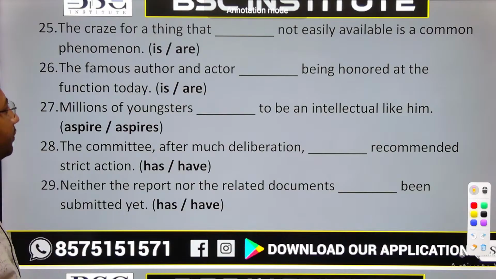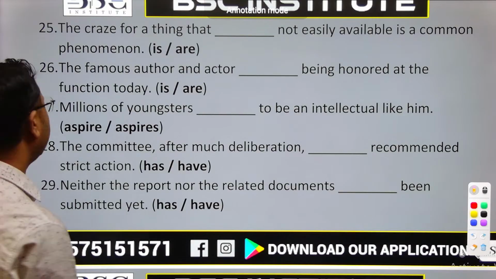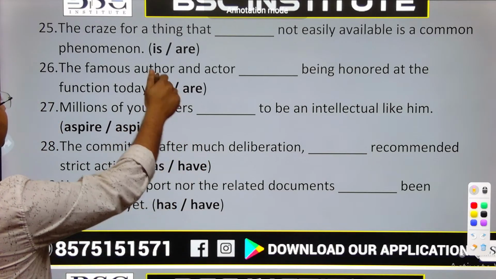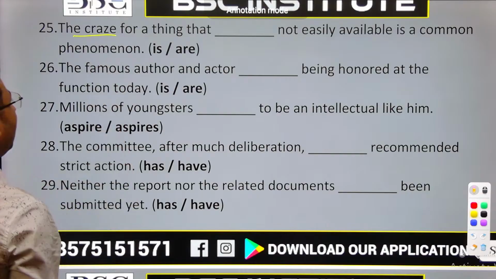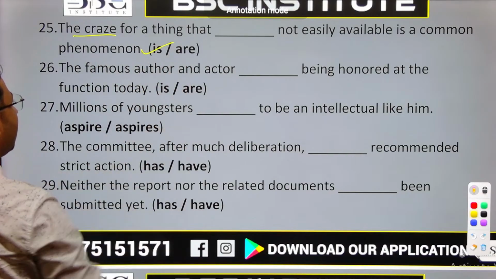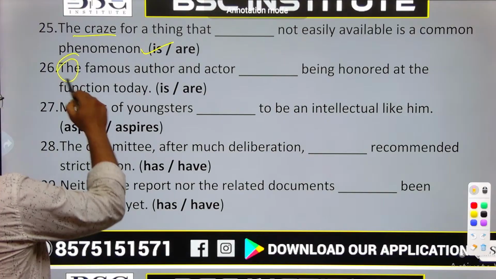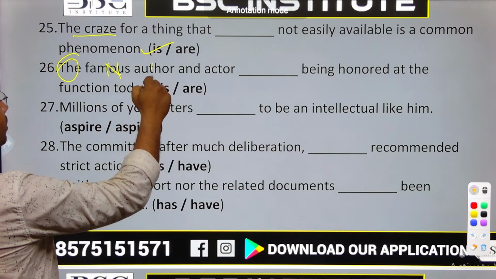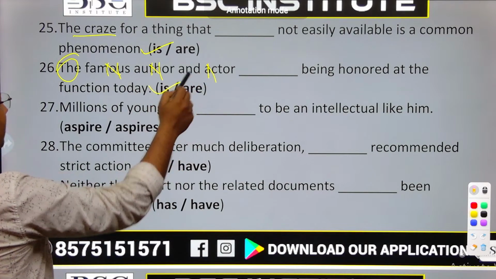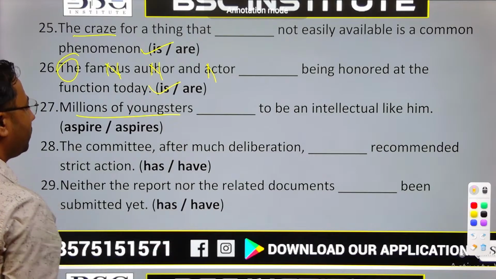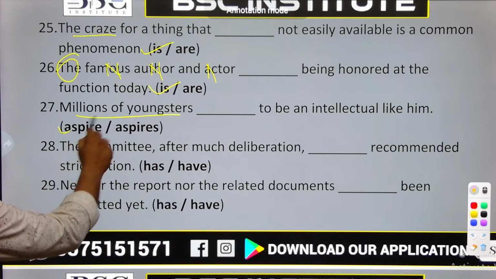Next, the craze for things that dash not easily. I will not read the whole question because only one part is important. The craze. Okay, the subject is craze, and that is singular, uncountable. That is. The famous author and actor. So a single article is used for two different nouns, author and actor, so it becomes singular. Millions of young stars. Millions of youngsters is not singular, it's plural. So aspire, not aspires.